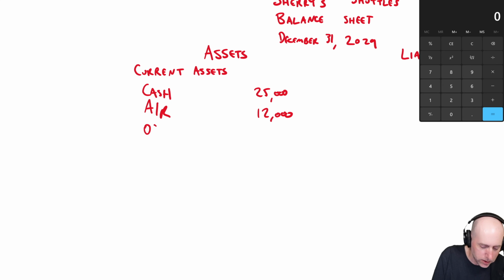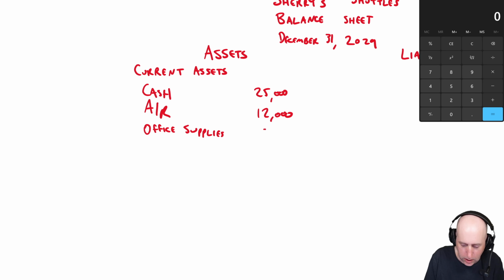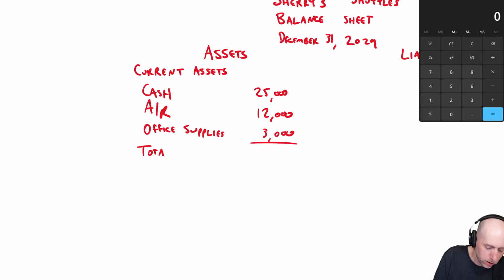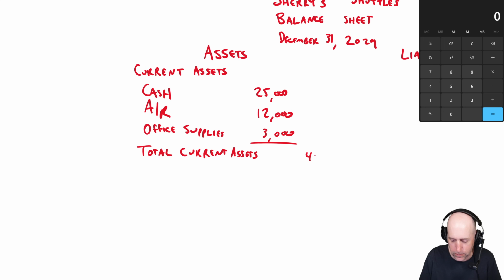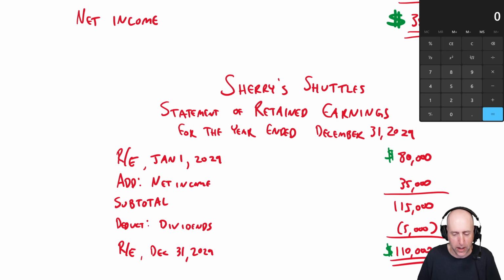The last one was office supplies, and I think it was 3. So that's it for my current assets. I need a subtotal. Total current assets. And my total current assets, 25 plus 12 plus 3, that's 40. Boom, we're done our current assets.